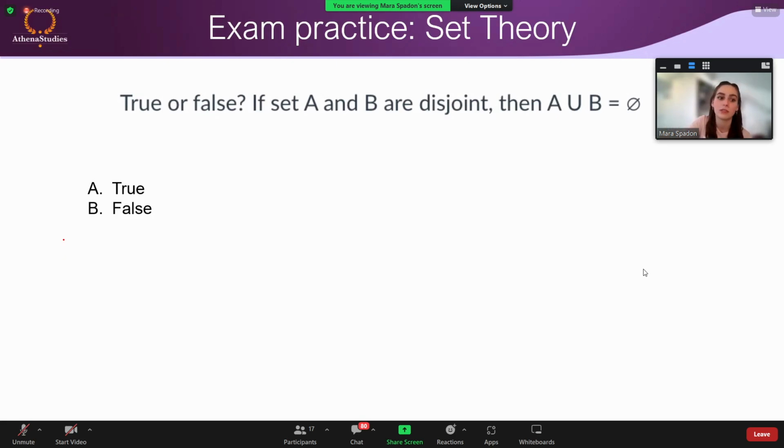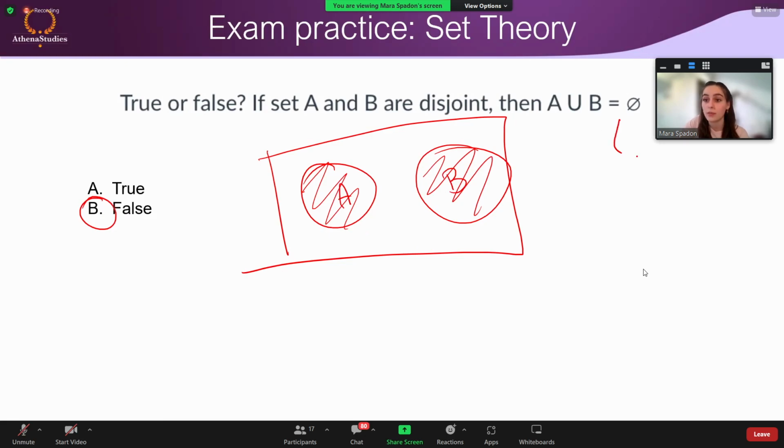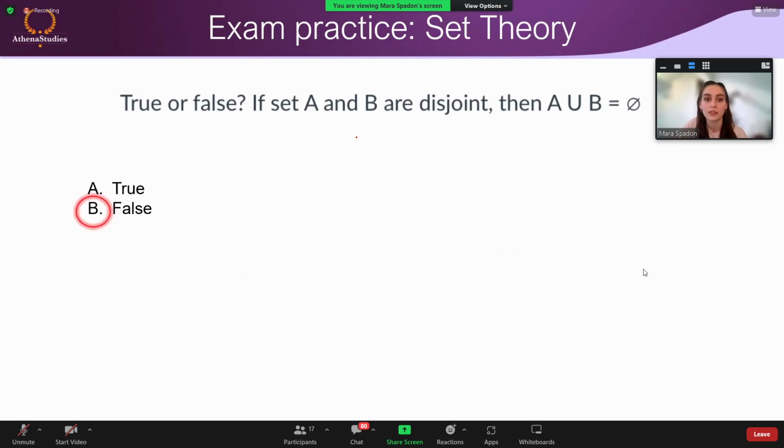A lot of you already answered, and you're all saying B. That is indeed correct. If they are disjoint, meaning they do not overlap, their union is still just everything inside of this. So disjointness does not affect the union. It will just still be all the elements of A and all the elements of B. What is the empty set here, though, is the intersection, right? Because they are disjoint, so they do not have any overlapping elements. But let's check. Yes, indeed, if they are disjoint, then the union is empty. That is false. That does not happen.